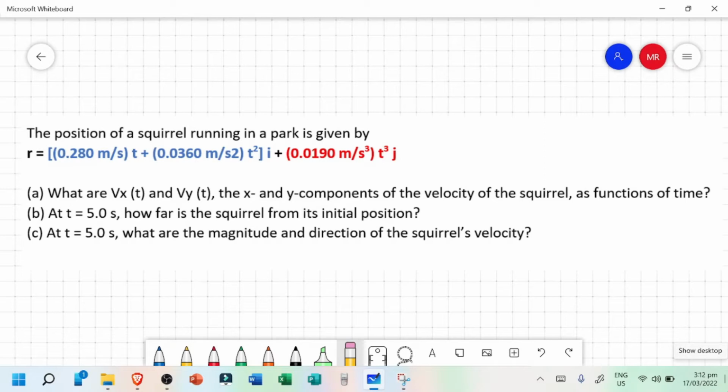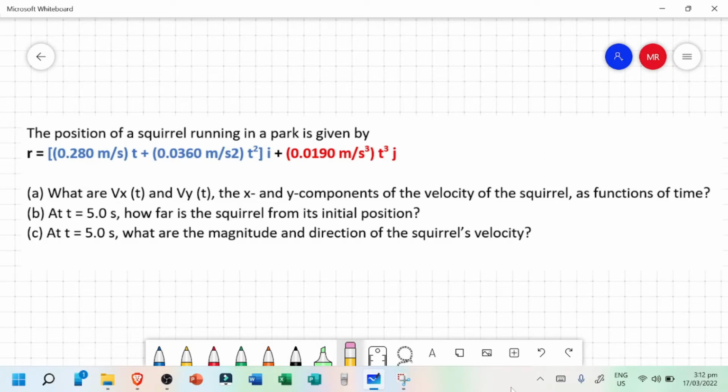Let us try to solve this example problem for kinematics in 2 dimensions. The position of a squirrel running in a park is given by this function: r is equal to the quantity 0.280 meters per second times t plus 0.0360 meters per second squared times t squared i plus 0.0190 meters per second cubed times t cubed j.